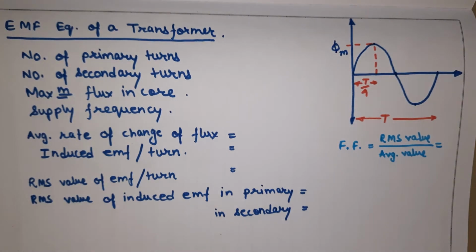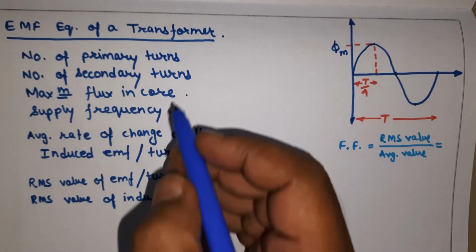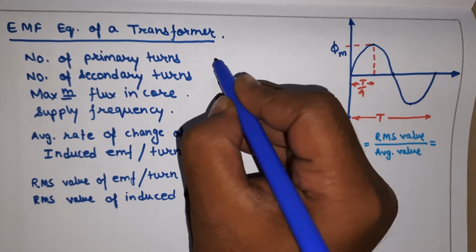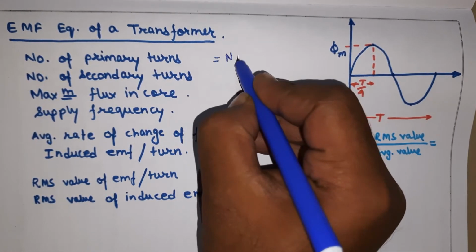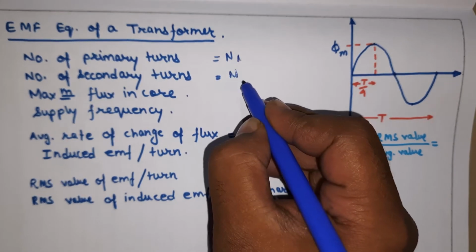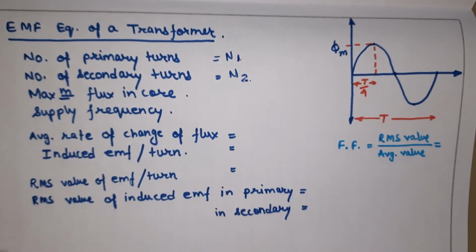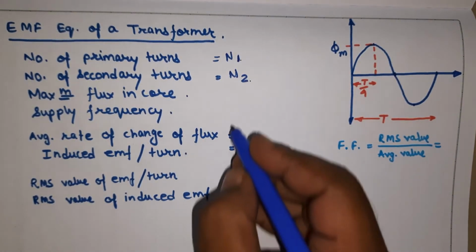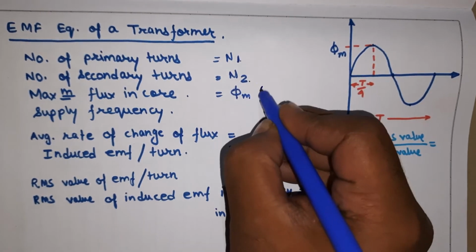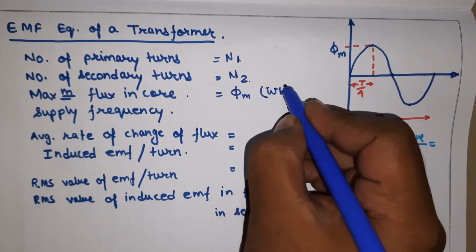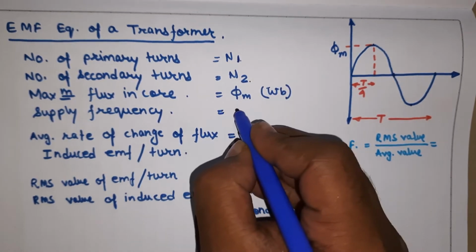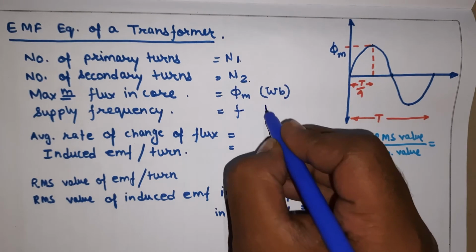So for the EMF equation, let us consider the number of primary turns equal to N1, the number of secondary turns equal to N2, the maximum flux in the core equal to Φm expressed in Weber, and the supply frequency, let it be f, expressed in Hertz.